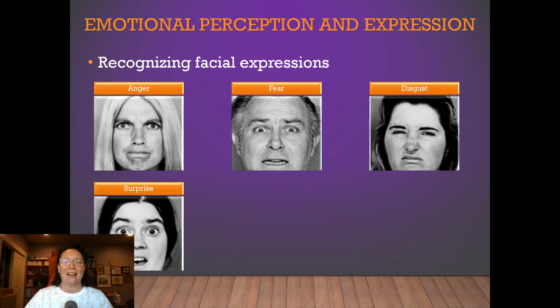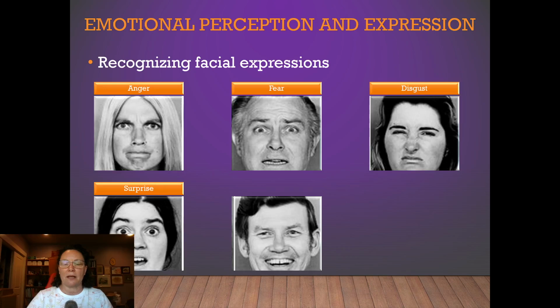Surprise. Notice the difference between fear and surprise. In surprise, the eyebrows are up, whereas in fear, the eyebrows are pulled together in the middle. Notice that in the fearful mouth, the corners of the mouth are pulled straight back, whereas the surprised mouth has dropped open. So those are the two big differences.